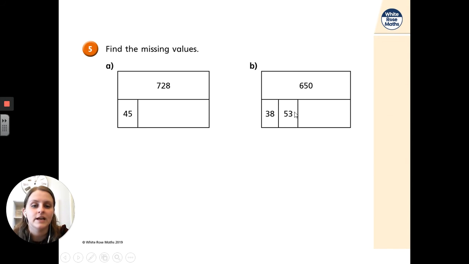So 650, you've got 2 numbers here. You might want to do something with these 2 numbers before you use your biggest number, before you use your answer to find out this number here.